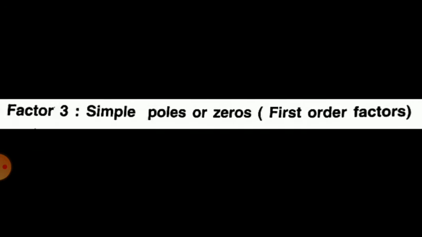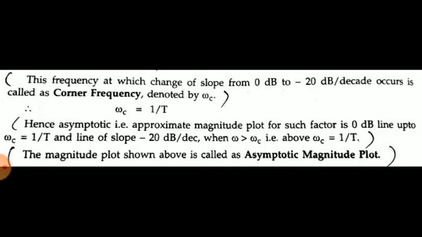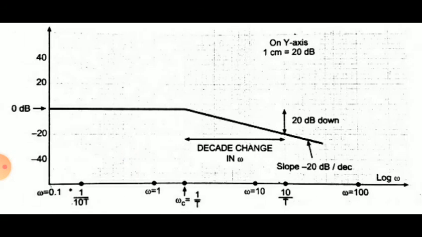Then simple poles and zeros. For simple poles and zeros, you have to find the corner frequency, which we have studied in the previous slides. The frequency at which the change of slope from 0 dB to minus 20 dB per decade occurs is called the corner frequency, denoted by omega c. So omega c is equal to 1 upon T, as shown in the diagram.